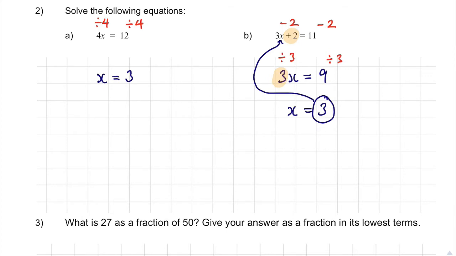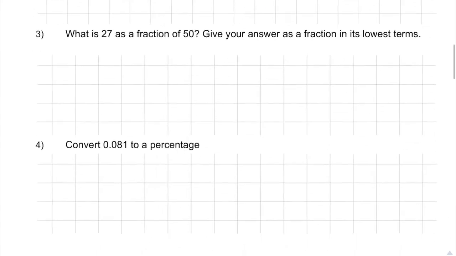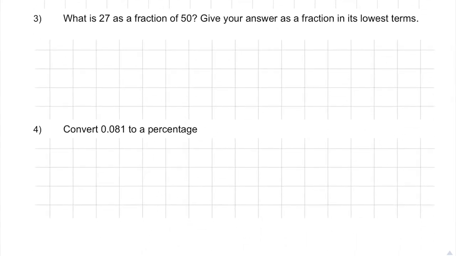For question 3, we're asked what is 27 as a fraction of 50, and then give the answer as a fraction in its lowest terms. Well, 27 as a fraction of 50, that's easy to write. We just write 27 divided by 50. And then I'm looking for any common factors. In other words, is there a number that will go into 27 and 50? And there's not. So that is the fraction in its lowest terms.